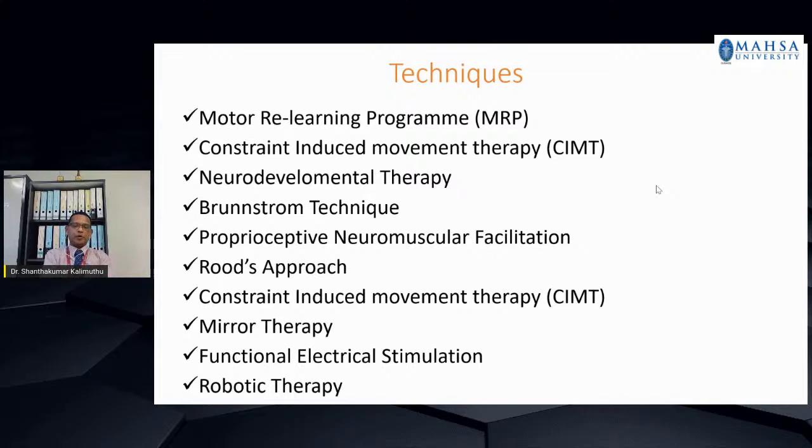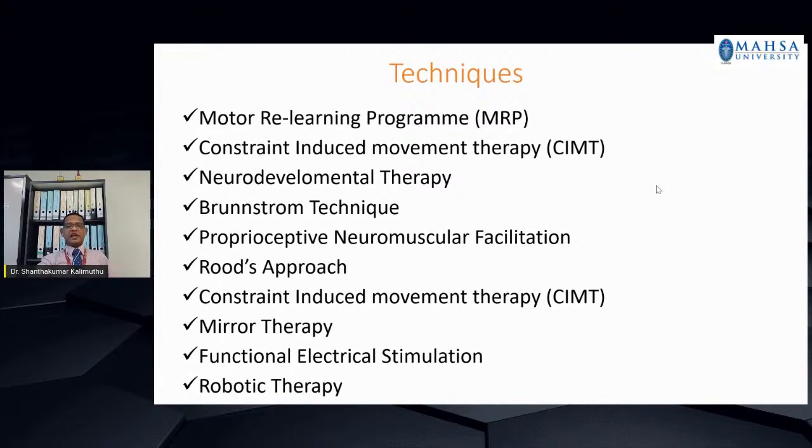So, the motor relearning program. Here, the therapist is going to analyze the task, find out the missing components, and then compare it with the essential components. Eccentric control is given utmost importance in the motor relearning program. Constraint-induced movement therapy, where the patient is not allowed to use the unaffected extremity, encourages more movement in the affected extremity.